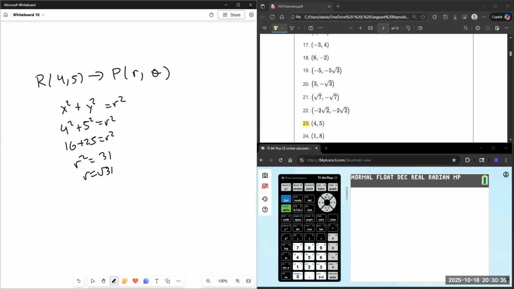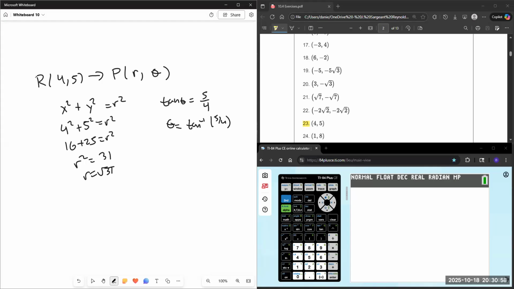Remember, I told you to make sure that you use positive r values whenever possible. Tan theta is equal to y over x. So theta is arctangent of 5 fourths. And we are in quadrant 1. So that's fine. I don't need to add pi to that.